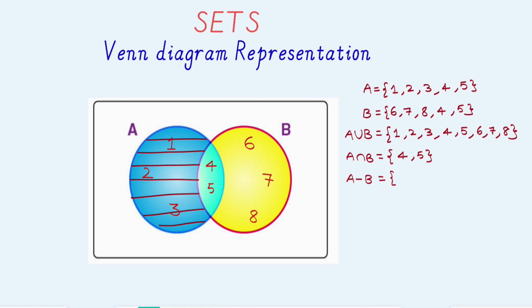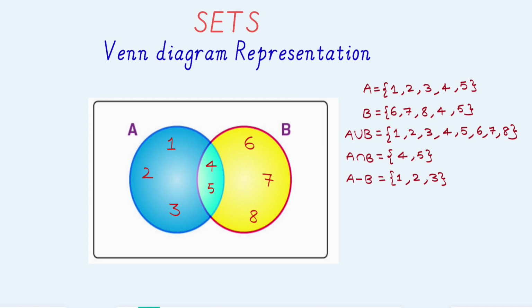So how do we get A minus B? We have to subtract the elements of B. We have to remove the elements of B and also the common elements of A and B. Both should be removed. That means we take only the elements of A but not the elements of B as A minus B. So what are the elements present in A minus B? 1, 2, 3. Only these three come under A minus B.